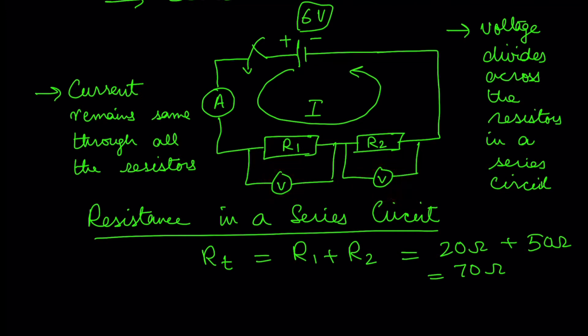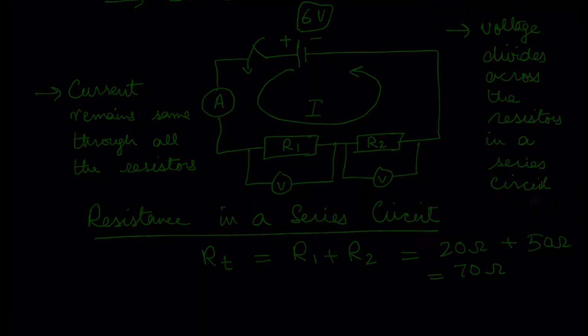So this voltmeter right over here will measure the potential difference across R1, and this voltmeter over here will measure the potential difference across R2. So this is all about the series circuit, how the current behaves, how the voltage behaves, and how the total resistance of the series circuit behaves. All right. Now after this we'll discuss the behavior of current, voltage and resistors in a parallel circuit.